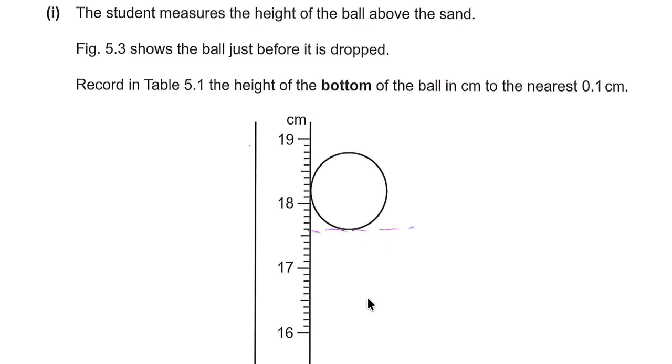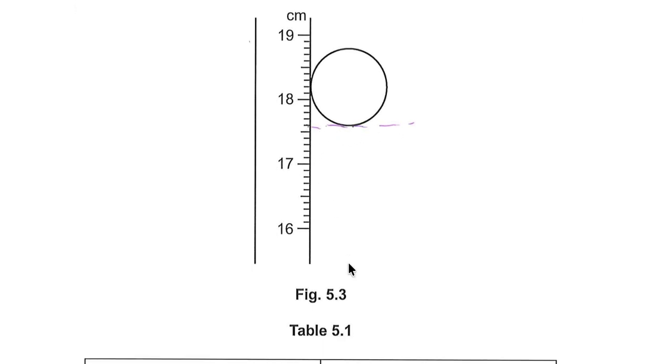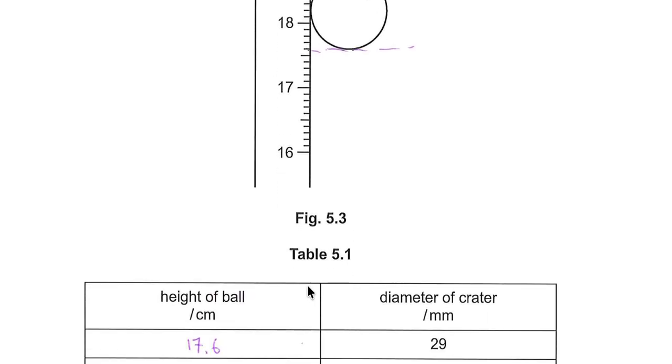Okay. So all we're doing is measuring to the nearest 0.1 centimeters. Again, I've drawn a little line that's going to be tangent to the bottom, 17.6 centimeters. So you get a mark there just for reading a ruler.